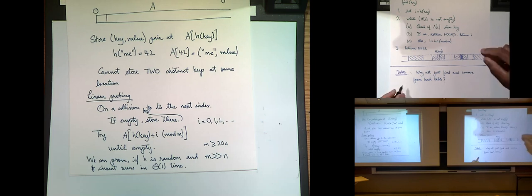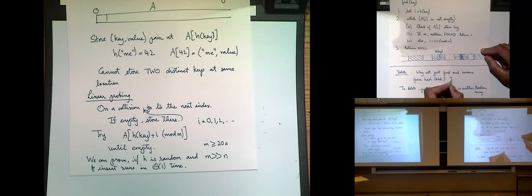So to delete, you just mark as deleted, maybe in another Boolean array. So if you do so, the find, like the probing, gets broken.